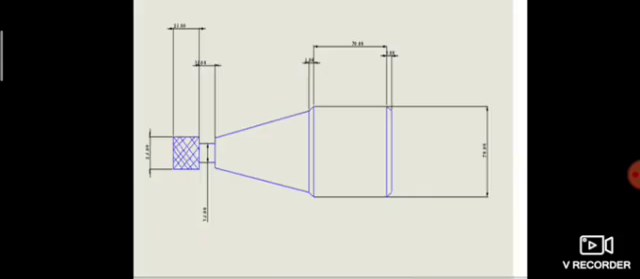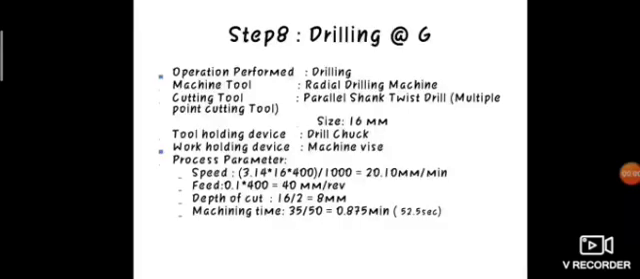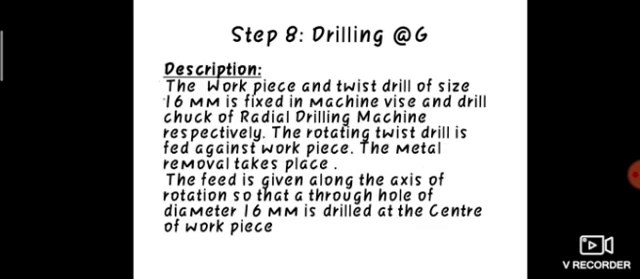After knurling has been done at the section F, step 8 is drilling at the section G. Machine tool is radial drilling machine. Cutting tool is parallel shank twist drill, a multi point cutting tool. The size is 16 mm. The tool holding device is drill chuck, and work holding device is vise. The process parameters are speed, feed, depth of cut. Machining time is 0.875 minute.